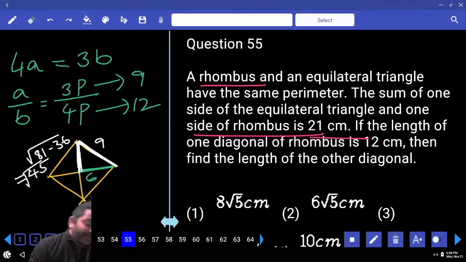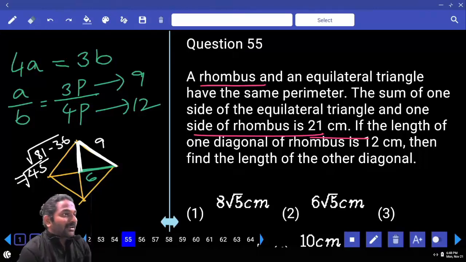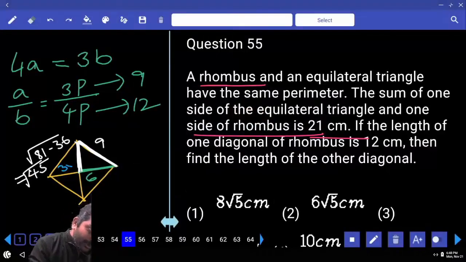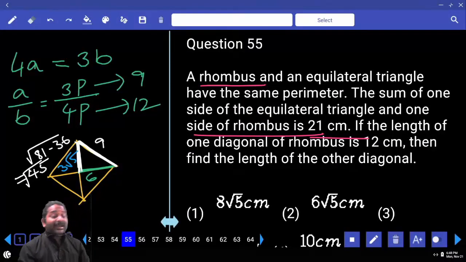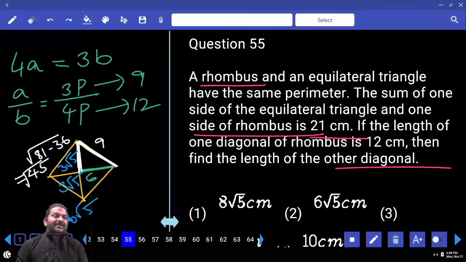Under root of 45 can be written as root of 9 into 5. Root 9 becomes 3 into 3 into root 5. But what exactly is the question? Other diagonal, right? Other diagonal in the sense we have to consider even this part also. Again, that is also 3 root 5. Then total diagonal is equal to 6 root 5. Second option.